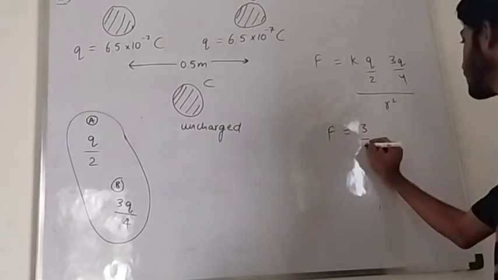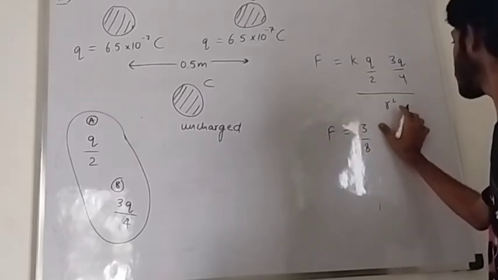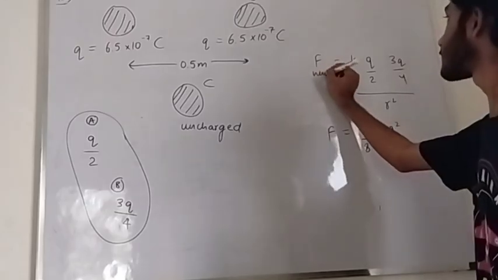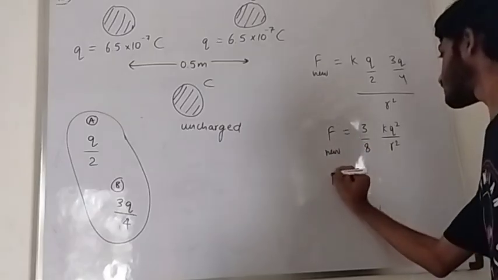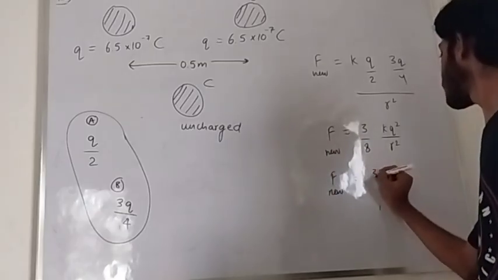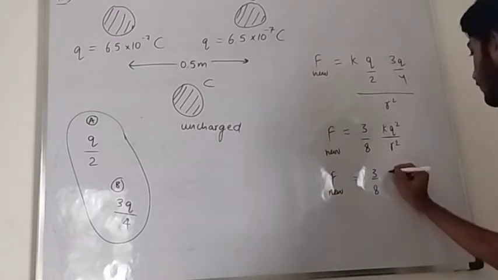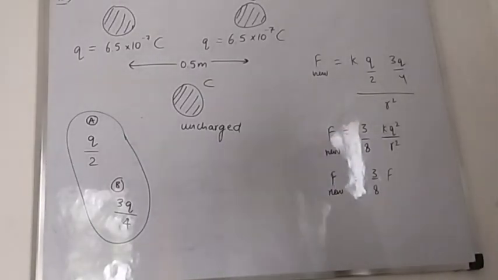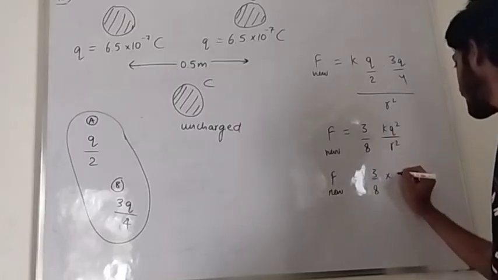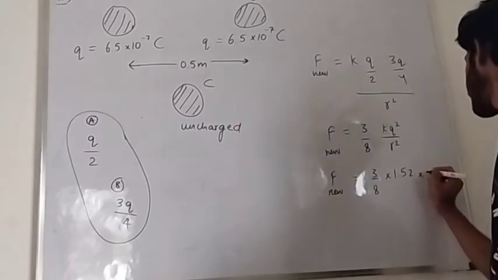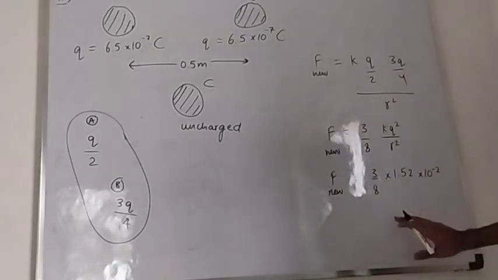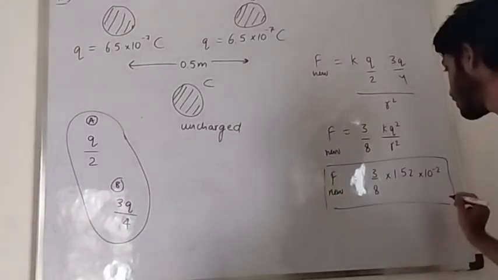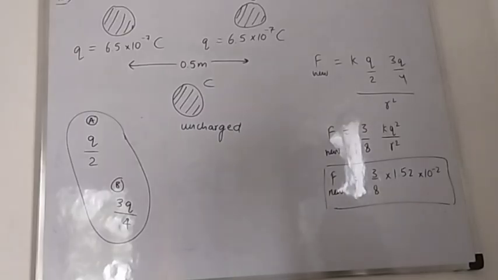So this will be 3 by 8 kq squared by r squared, and let me write this as force new, because force new will be equal to 3 by 8 force old. What is the old force? That is 1.52 into 10 to the power of minus 2, which we calculated in the last question. So if I plug in the value 1.52 into 10 to the power of minus 2, this will make a new force. So this is the concept of conduction here, and you can calculate this value and find the new force. So now let us go to question number 14.